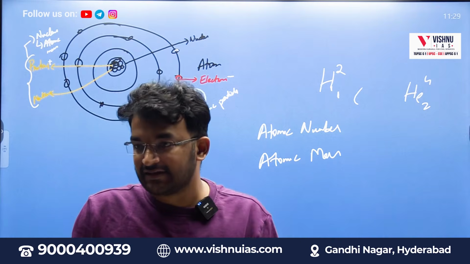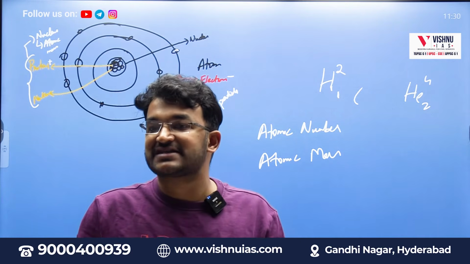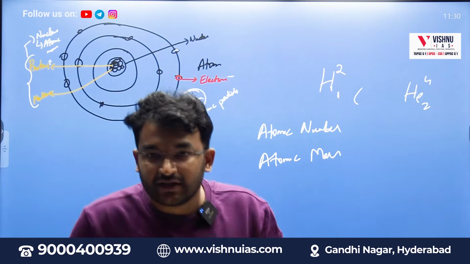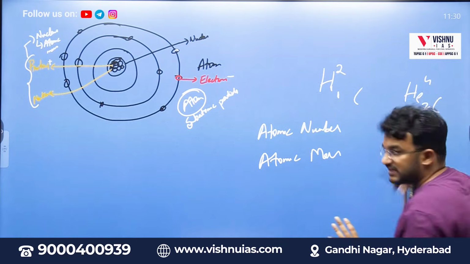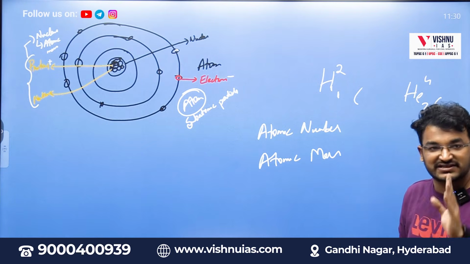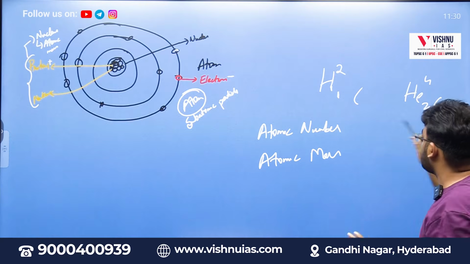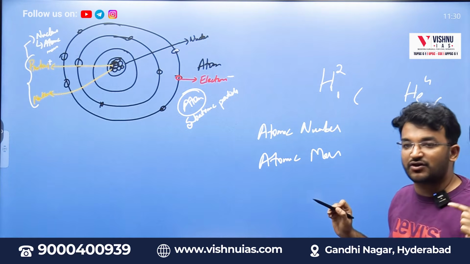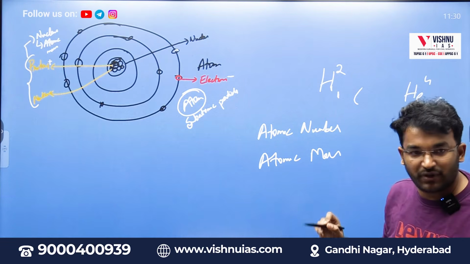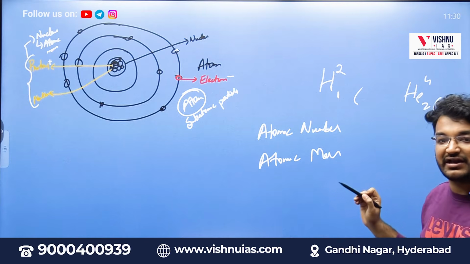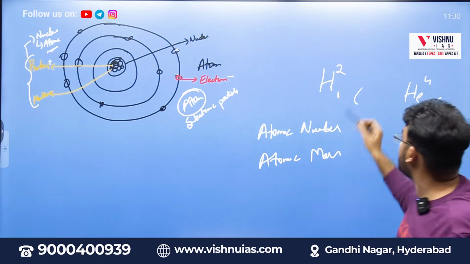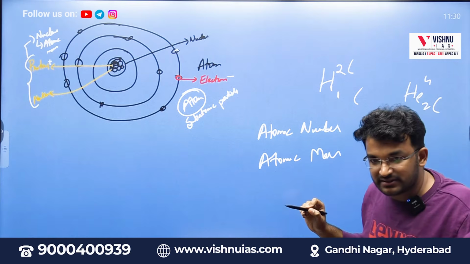Protons, right? Proton number is given as atomic number. Now say for example this one has one proton, so we are calling it atomic number 1. Here there will be 2 protons, we are calling it atomic number 2. Now what is this atomic mass?